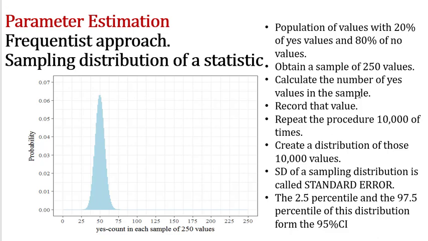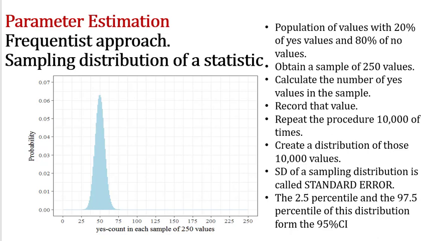So we've got these 10,000 values, and we generate a histogram with those values, and we obtain a distribution like this one. I actually did this with the software R, and the distribution that I obtained is this one. The mean of that distribution is 50, so 50 out of 250. Not only the mean, also the mode of that distribution and the median.